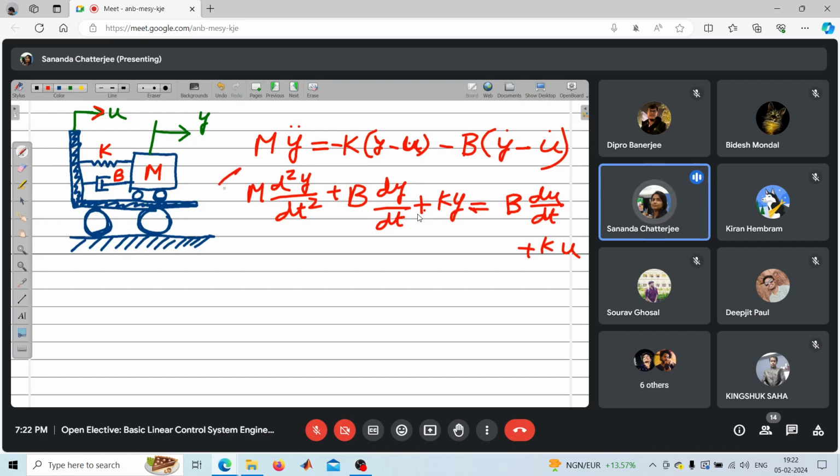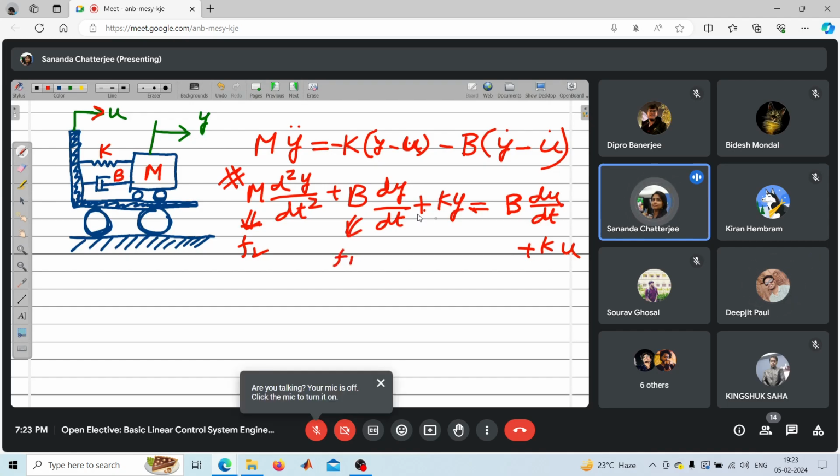So can you compare it with the generic differential equation we have just seen? Yes, ma'am. So in this case, what are the coefficients? This one is our f2. This is f1. Do you agree? Yes, ma'am. And this whole thing is f0. This one is our g1, and this is g0.